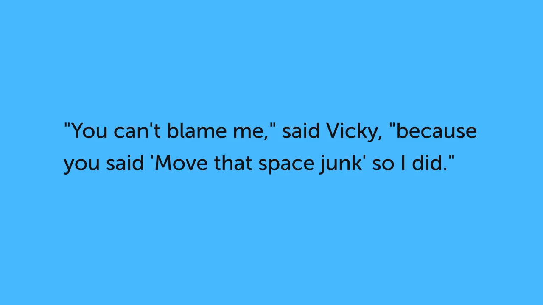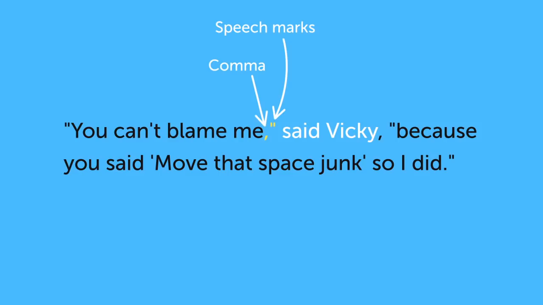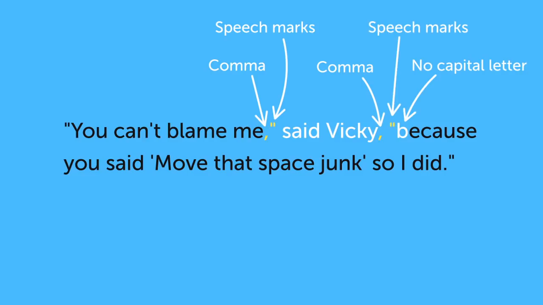Pausing speech is a way to remind the viewer who's talking, and it helps them to follow the story. "You can't blame me," said Vicky, "because you said, 'Move that space junk,' so I did." The speech is paused in this sentence. The words, "said Vicky," do this. A comma and speech marks pause the speaking, followed by a comma after the unspoken words. When Vicky starts speaking again, there are more speech marks but no capital letter. At the end, speech marks are used to show that Vicky has finished speaking. This is how you pause speech.